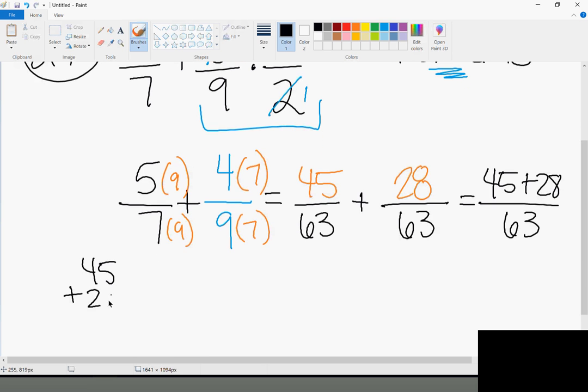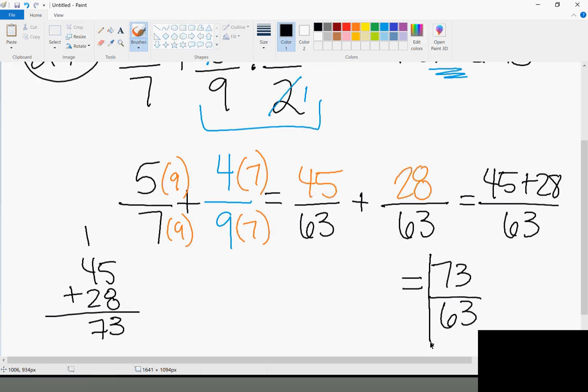So 45 plus 28. 5 plus 8 is 13. Carry the 1. 1 plus 4 is 5. Plus 2 is 7. So my final answer will be 73 over 63. And we do not have a common factor between 73 and 63. So that would be your final answer here.